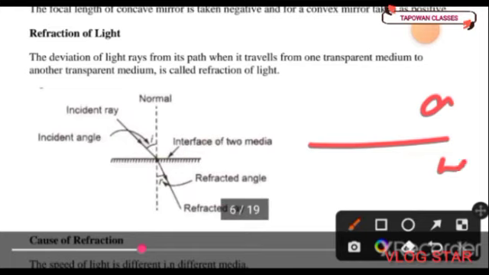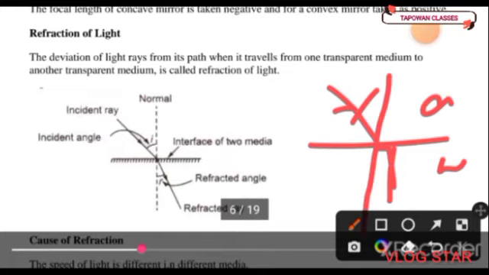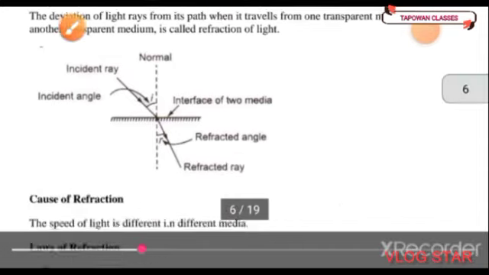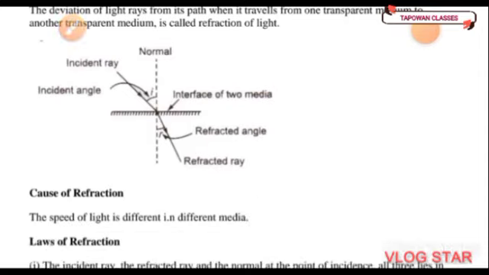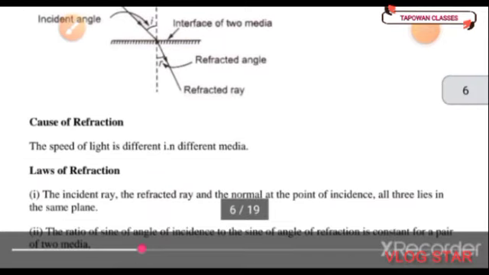One is air and the second one is water. When the incident ray comes from one transparent medium to another transparent medium, it bends its path. The deviation of the path when it travels from one transparent medium to another is called refraction of light. The normal is available in both conditions. There is the interface of two media, first air and second water. The cause is the speed of light in different media, which we have discussed before.